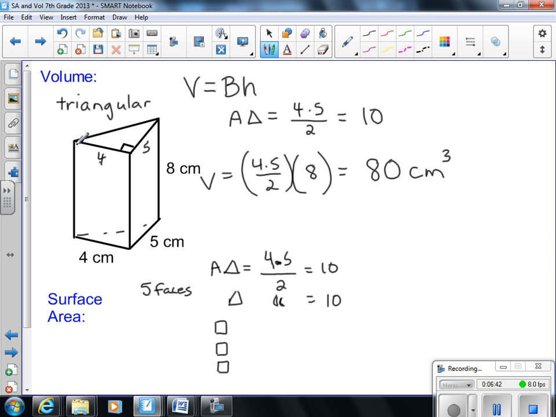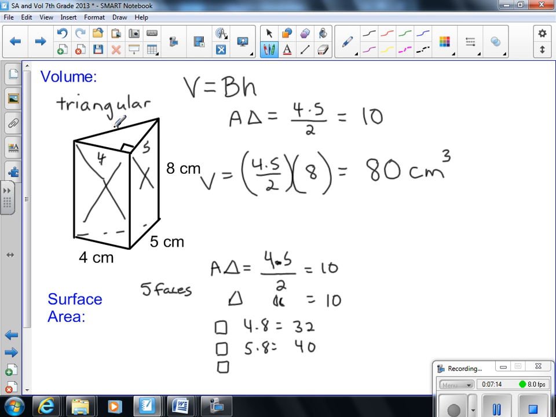Let's do this front one first. What are the dimensions of this face? 4 by 8. You see I'm tracing a 4, and the height is 8. 4 by 8. 4 times 8 is 32. Okay, then I'm going to do the right side. Trace the dimensions here, and what do you get? A 5 by 8, which is 40. What's left?